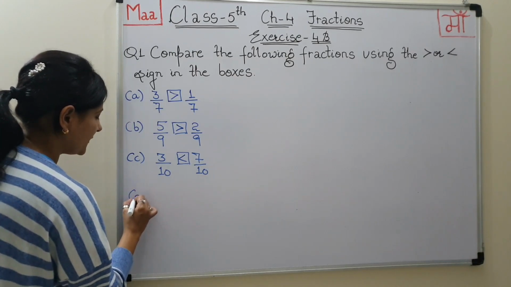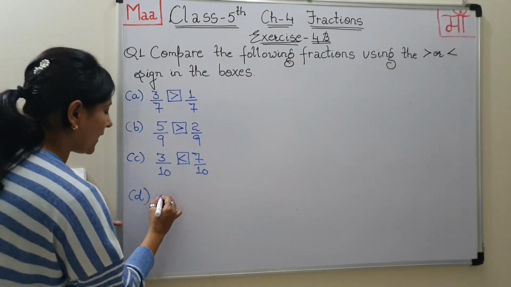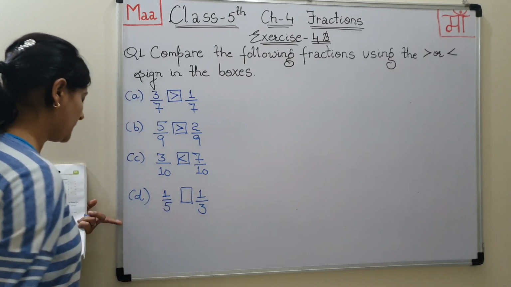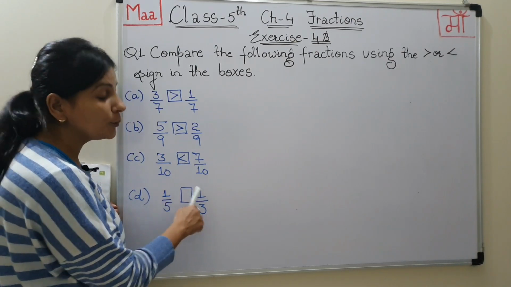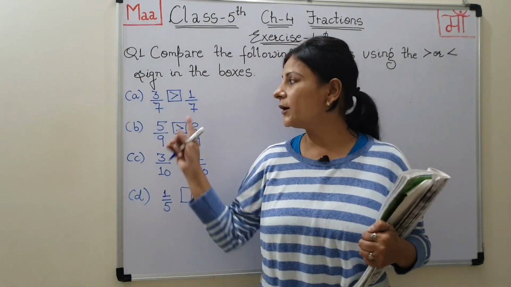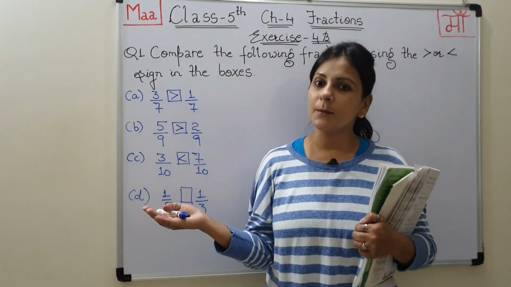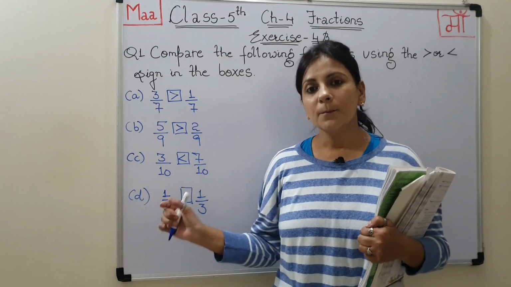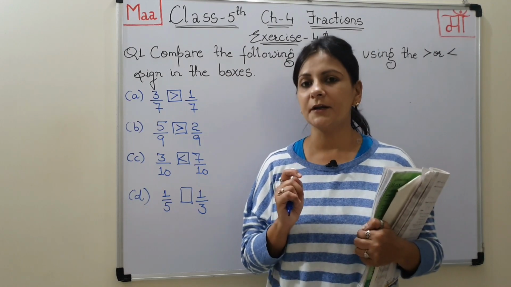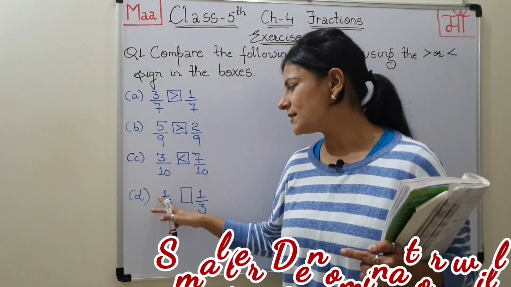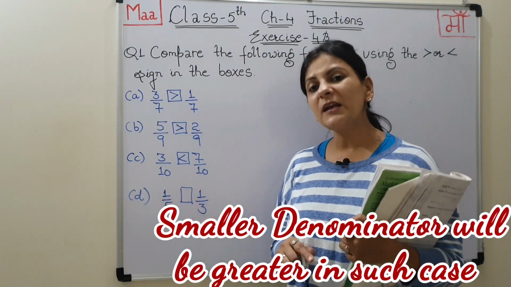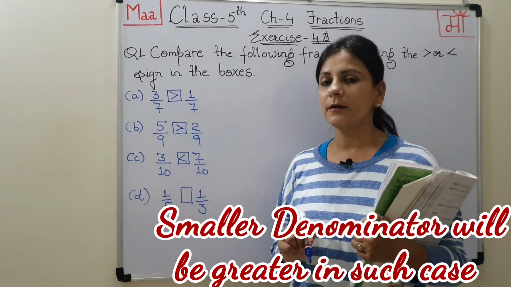Fine. Now let us move on to D part. In D part, it is 1 upon 5. Then this side 1 upon 3. Now see, denominators are different but numerators are the same. So there are two rules in comparing fractional numbers. One rule: if the denominator is the same, then you open the sign towards the greater number in the numerator. But if the numerator is the same, then the smaller number in the denominator will be the greater number. It will be the opposite rule. Here you can see that numerators are similar. The value in the numerator is 1 on both sides, so the smaller value in the denominator will actually be the greater value.